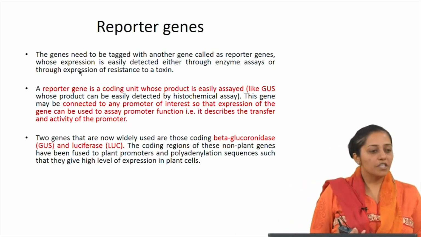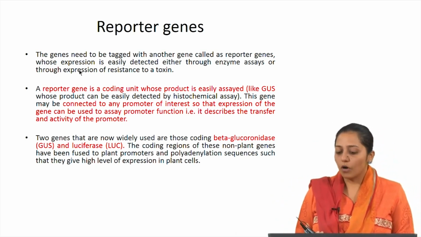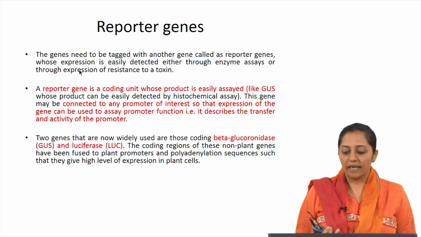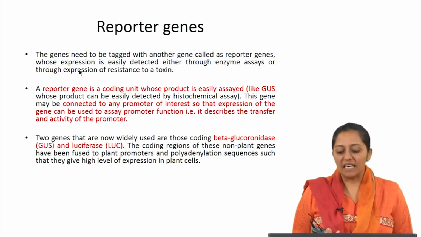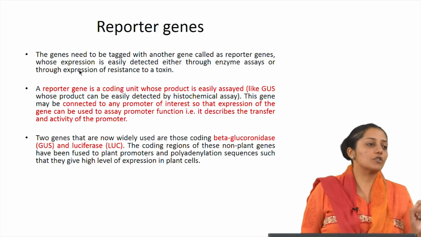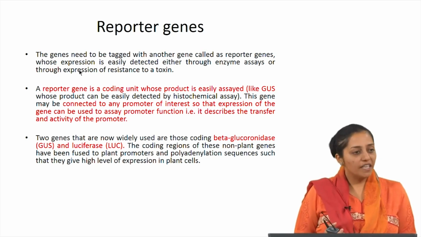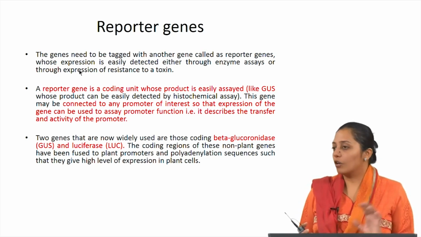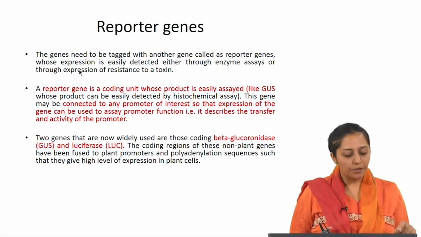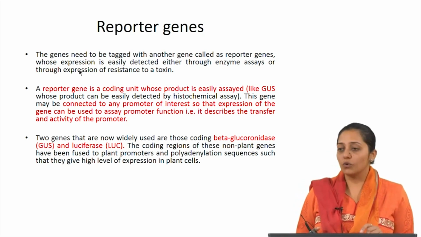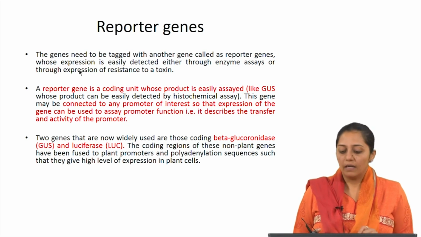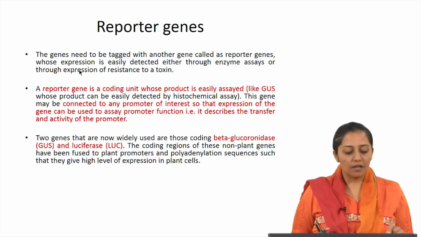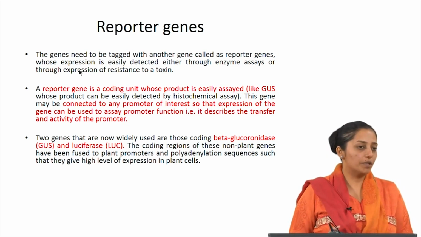So a reporter gene is a coding unit whose product is easily assessed, like GUS, whose product can be easily detectable. So it's called a histochemical assay. This gene may be connected to any promoter of interest so that the expression of the gene can be used to assay promoter function. That is, it describes the transfer and activity of the promoter.